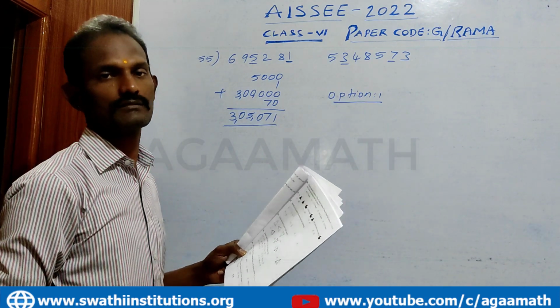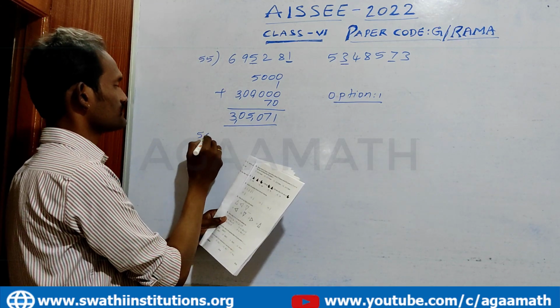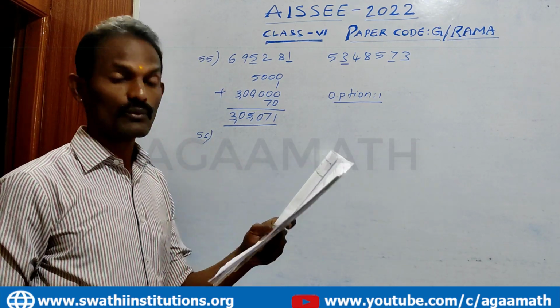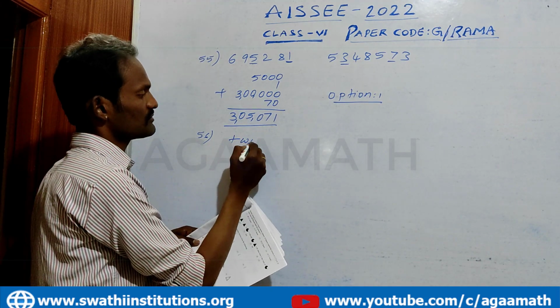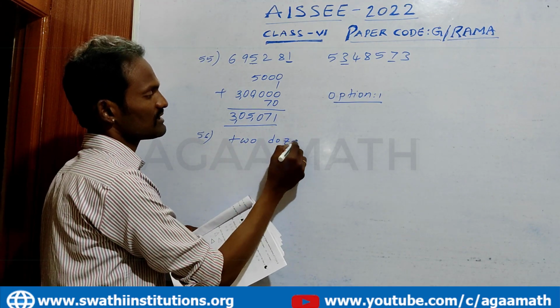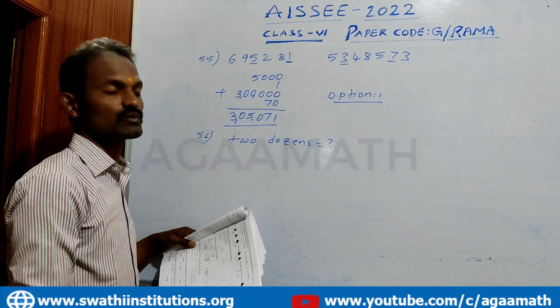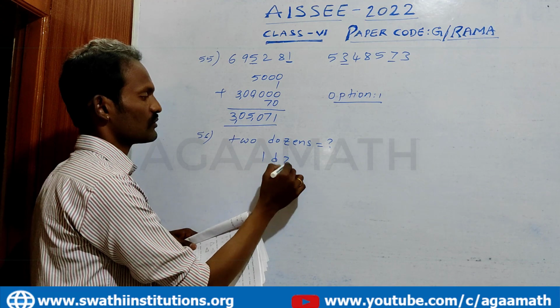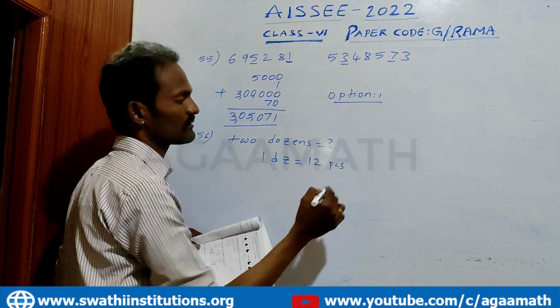Very simple, right? It's related with the place values. Next, 56th question. What is the weight of 2 dozen biscuits? 2 dozens means what? First of all, you have to know what is 1 dozen. 1 dozen equals to 12 pieces.